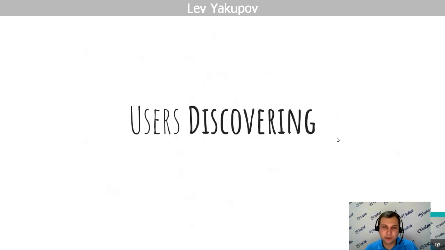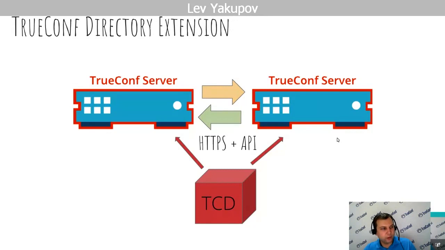Another extension is about user discovery. When you have multiple servers, you need a way to find information about remote users and groups of remote users. To do so, we have a special product called TrueConf Directory. Directory is a piece of additional software which is installed on any Windows machine. It can be collocated and installed on the same machine where you have another TrueConf server deployment.